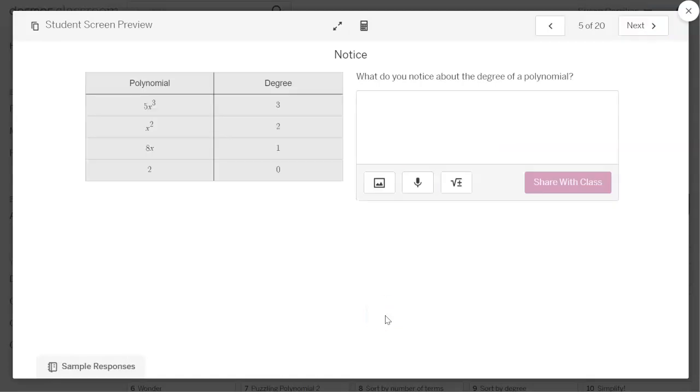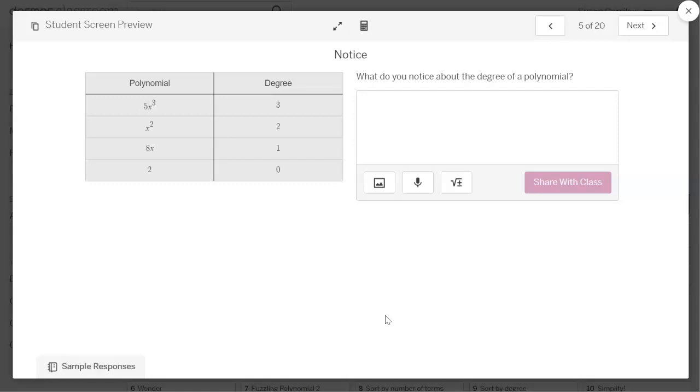All right, this is the degree of a polynomial. Again, they are discovering these rules. You will tell them at the end, but don't tell them up front. Let them see if they can come up with a reason that the first polynomial in this table is degree 3, and the second is degree 2, and the third is degree 1.